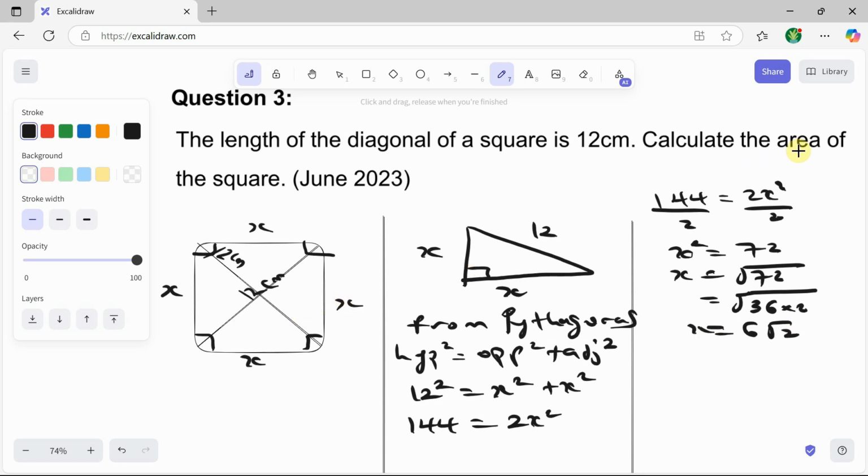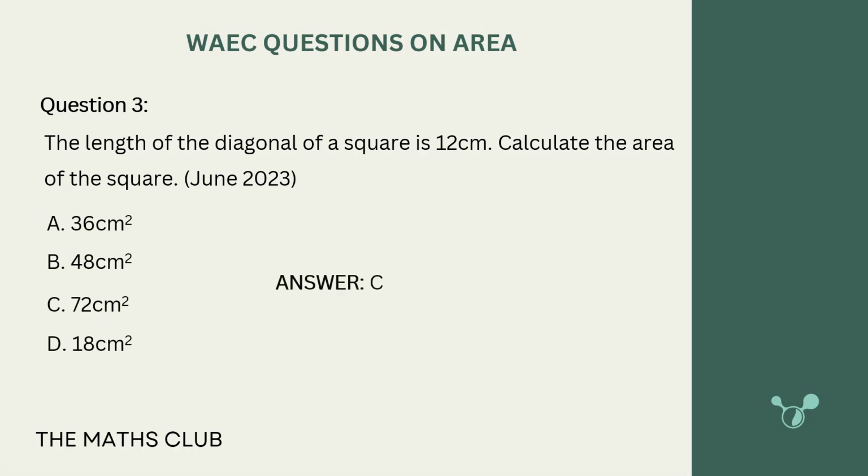But what do they tell us to find? They tell us to find the area of a square. So we know that the area of a square is the length of a side squared, so a side times a side, which is L squared basically. So that is 6 root 2 all squared, which gives 36 times 2, and that gives 72 centimeter square. So the area of this square is basically 72 centimeter square. Let's see if we're correct. That will be option C.